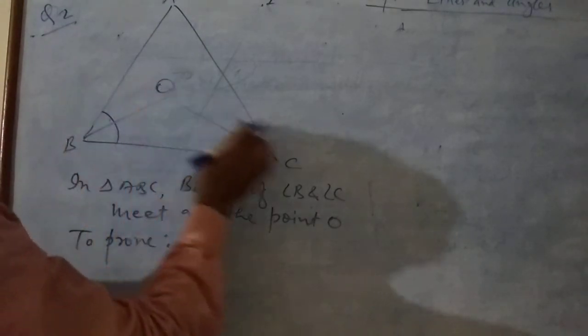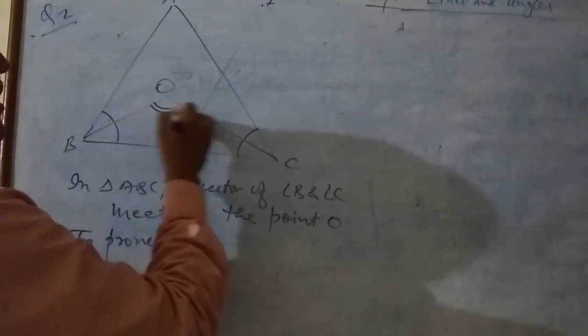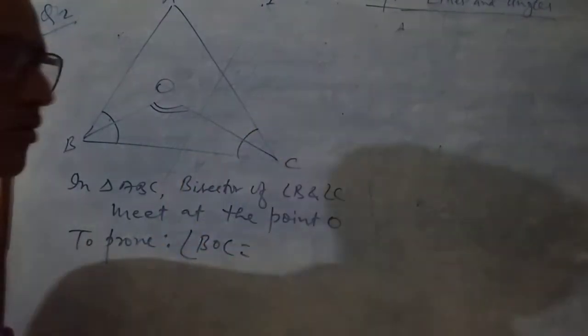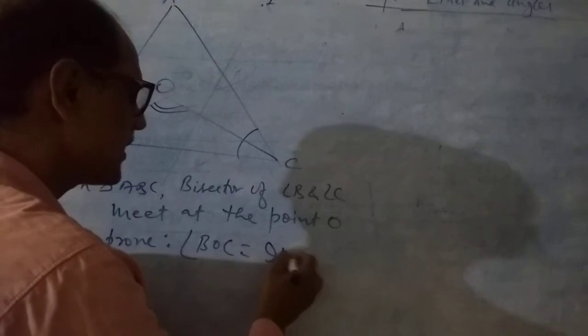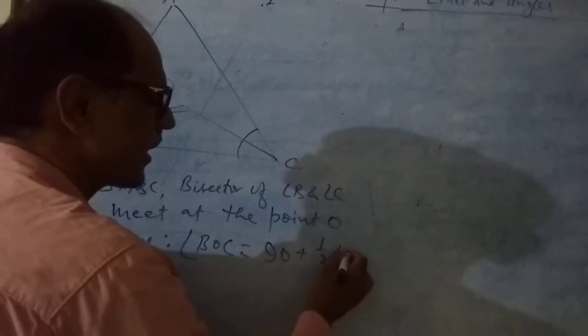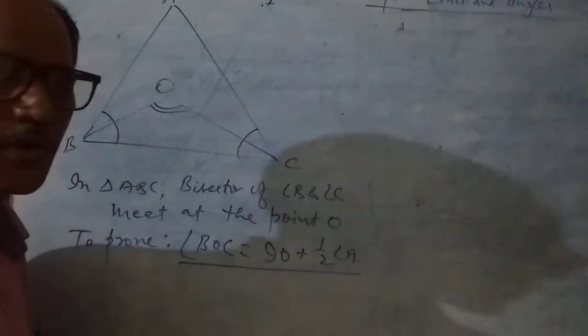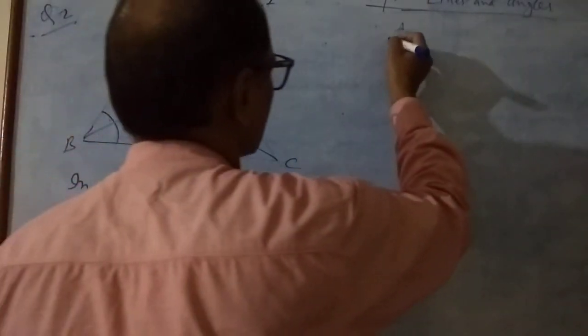angle BOC, means this angle BOC, is equal to 90 plus half angle A. You have to prove this and show us. Okay. Question number 3.